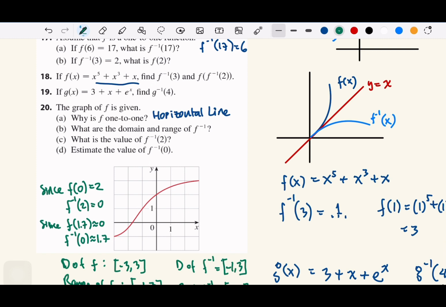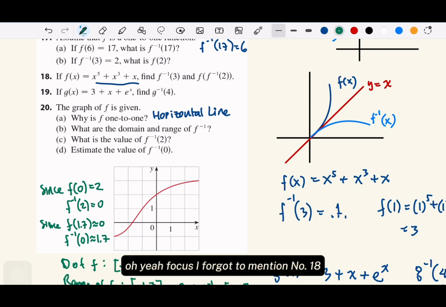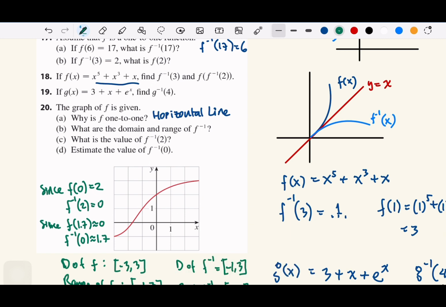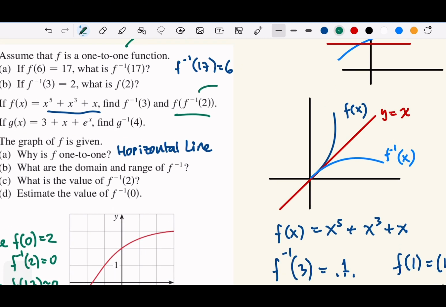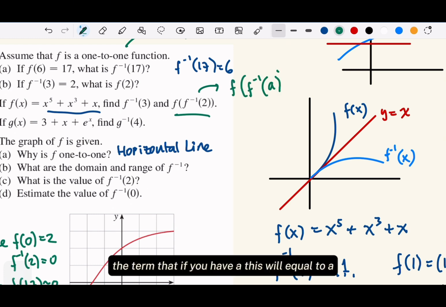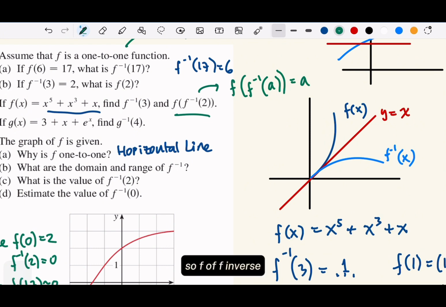Okay, who still gets lost or confused? Oh yeah, I forgot to mention number 18. So this is, let me just write the theorem: f of f inverse of A will equal A. Okay, so f of f inverse of 2 will be equal to 2.